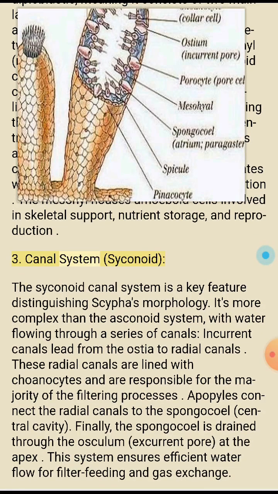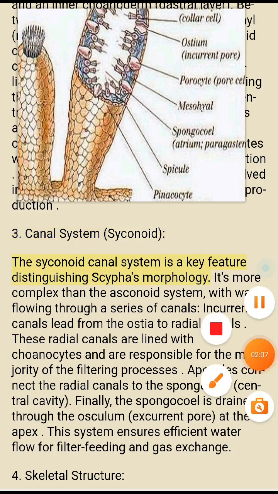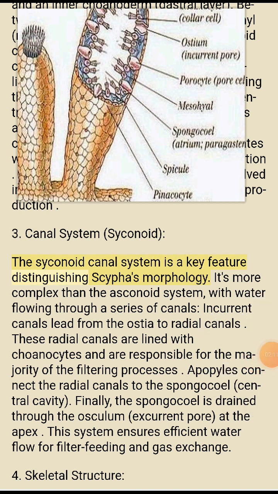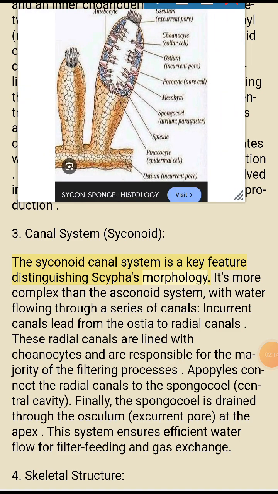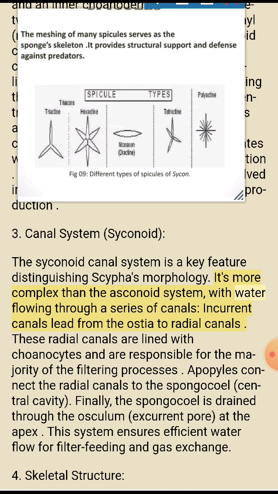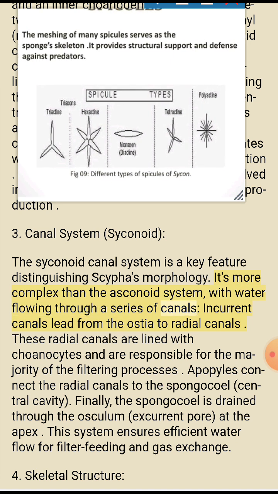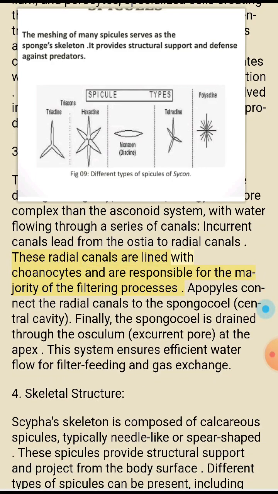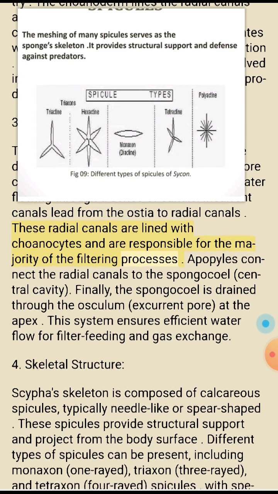3. Canal system, syconoid. The syconoid canal system is a key feature distinguishing Scypha's morphology. It's more complex than the asconoid system, with water flowing through a series of canals. Incurrent canals lead from the ostia to radial canals. These radial canals are lined with choanocytes and are responsible for the majority of the filtering processes.